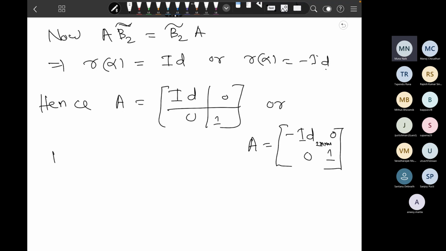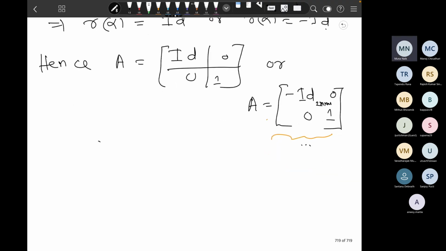In both cases this belongs to SO 2m. But I have to exclude these cases. This is the second case. And what is the second case? This second case is really everywhere -1, -1, -1, and the last entry is really 1. So this second case is really minus identity, 1. Let us not write this. So I have to exclude this case.